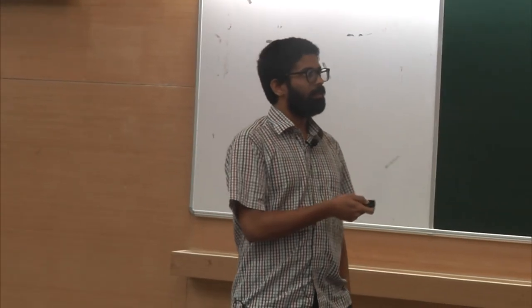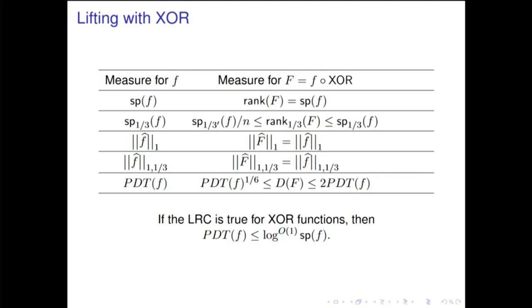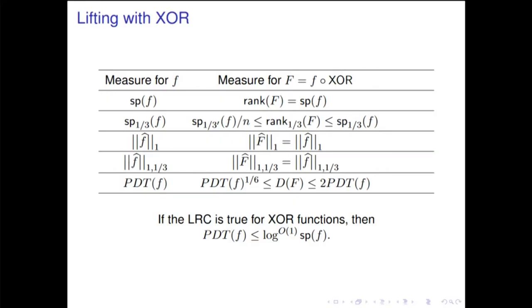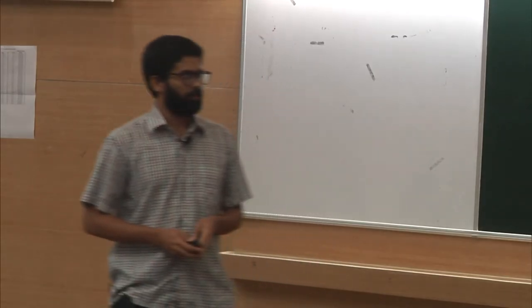There are actually other measures that also lift. There's a weakly unbounded randomized complexity, and that also lifts from RPDTs to randomized communication. Yeah, but it's a bit esoteric. So what this last theorem means is that if we already know that sparsity is exactly the same as rank, and we know that PDT is polynomially related to D, so the conjecture that LRC is true for XOR functions is exactly the same as the conjecture that PDT of f is polynomially related to the log of the sparsity.